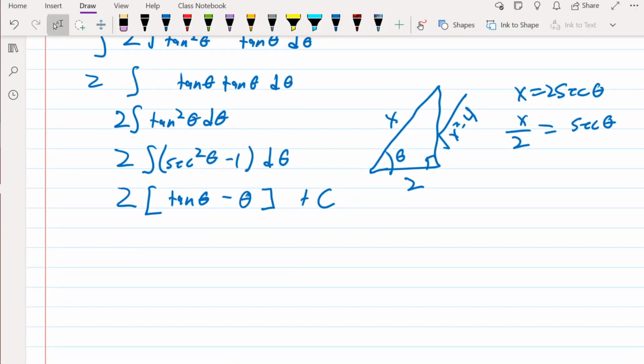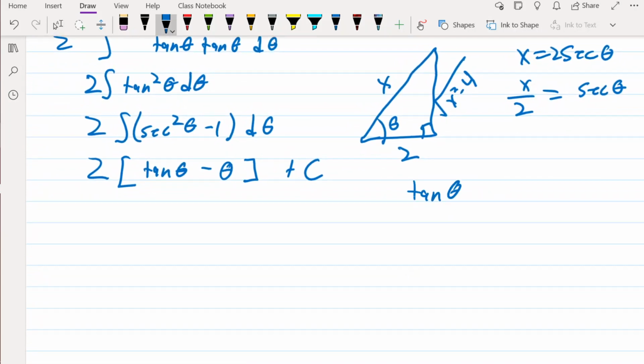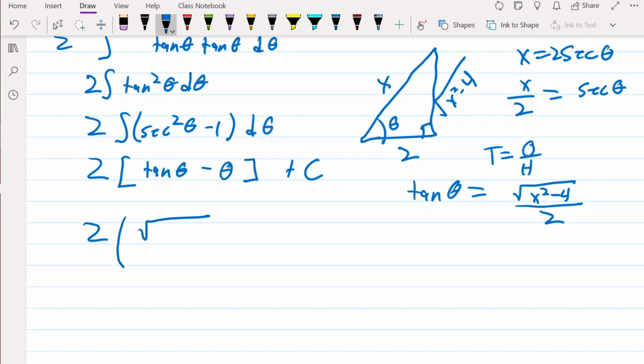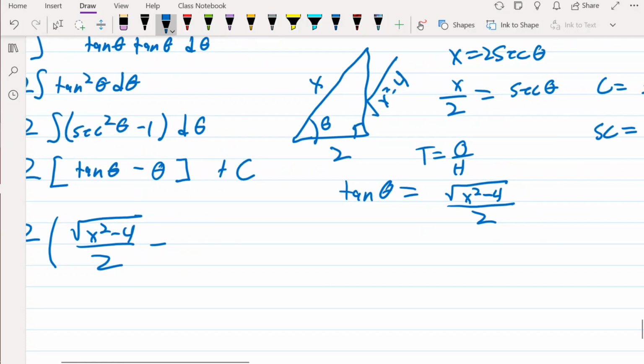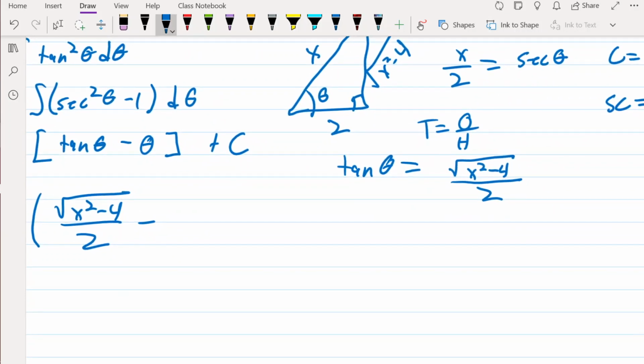Okay, so that means tangent of theta is going to be equal to, tangent is opposite over adjacent, so it's going to be equal to the square root of x squared minus 4 over 2. So we're going to have 2 times the square root of x squared minus 4 over 2 minus, and now we must solve for theta. So I guess we can just take it right off of tangent theta for this one. So theta equals arctangent of the square root of x squared minus 4 over 2.